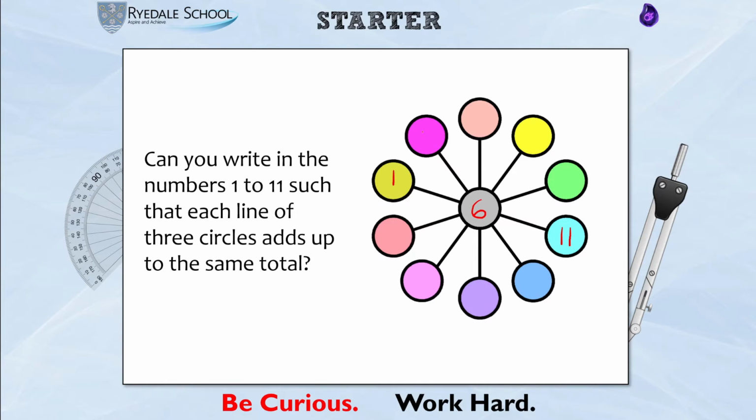Then, as you increase one number, you decrease the other one. So 2, 6 and 10; 3, 6 and 9; 4, 6 and 8; 5, 6 and 7. Each of those sets of 3 numbers adds to make 18.